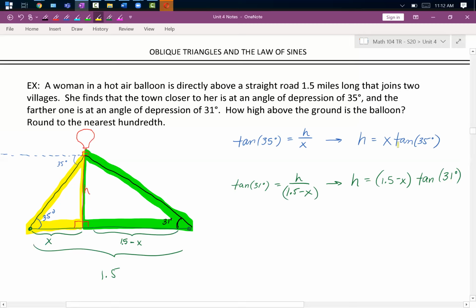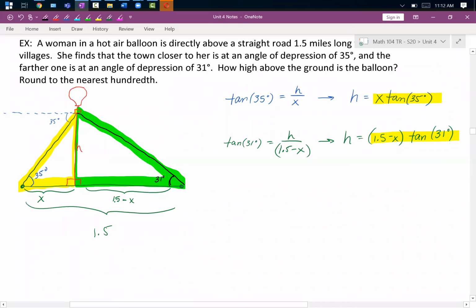All right, I got h equaling two different things. h equals this and h equals that. Well, if h equals both of those things, those two things have to be equal to each other. That's our transitive property of equality. So we're going to set x times tangent of 35 equal to 1.5 minus x times tangent of 31.